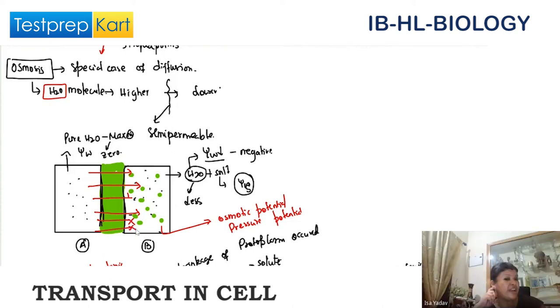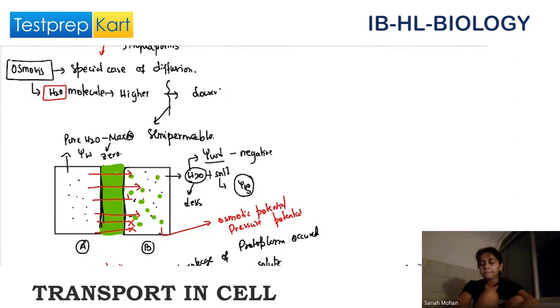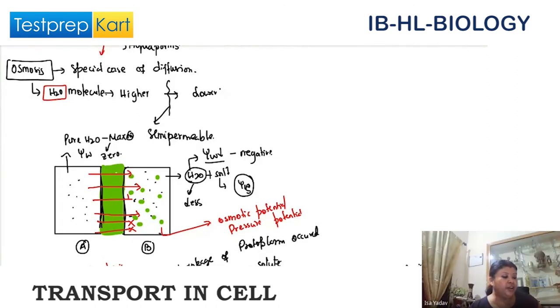This generates a pressure of the cytoplasm onto the cell wall, called turgor pressure, or of the cell wall onto the cytoplasm, called wall pressure. So because of wall pressure, cells will swell. And after it happens, no more water can enter into the cell. Is this clear? Yes, no more water can enter into the cell. Okay, next.